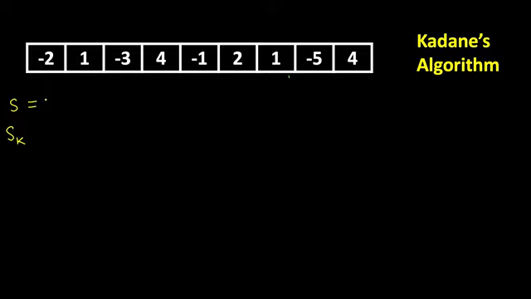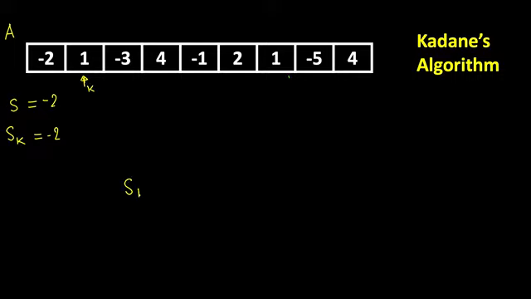So initially both will be minus 2 for the first index. Then when we reach this index, this best may or may not be updated, but this has to be updated. So it says the current one is the subarray ending at the current index. So we have to include this current index. So this is array A and this is index k.